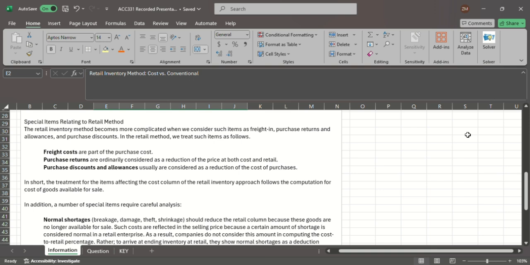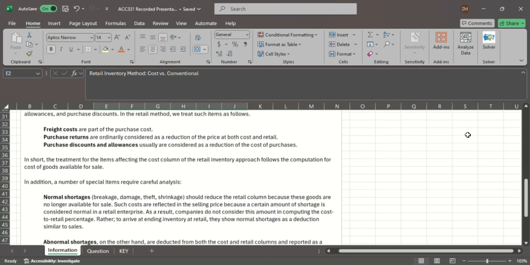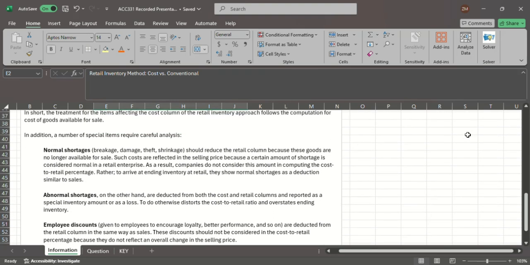In short, the treatment for items affecting the cost column of the retail inventory approach follows the computation for cost of goods available for sale. In addition, a number of special items require careful analysis. Normal shortages, breakage, damage, theft, shrinkage should reduce the retail column because these goods are no longer available for sale. Such costs are reflected in the selling price because a certain amount of shortage is considered normal in a retail enterprise. As a result, companies do not consider this amount in computing the cost to retail percentage.